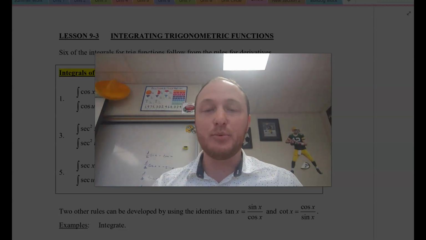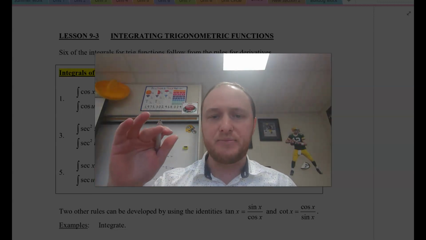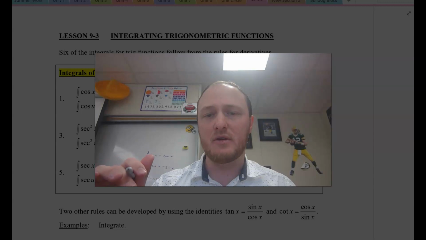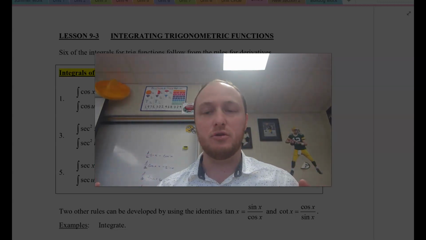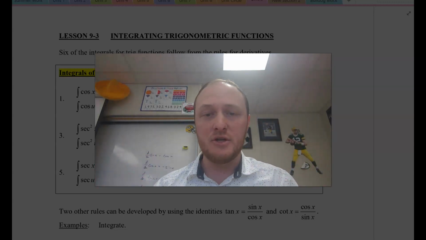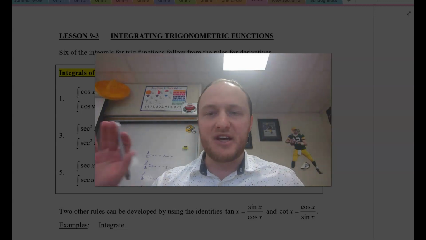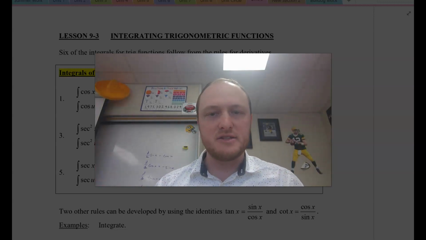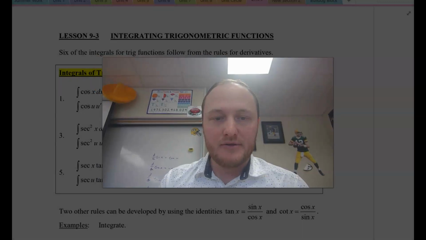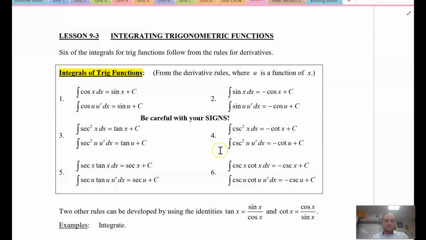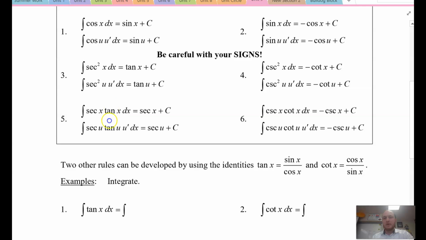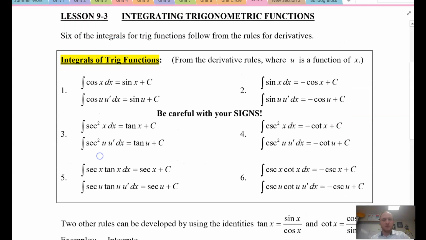Okay, so I'm going to split this lesson into two videos. This video will specifically focus on some foundational trig integration, and in the second video we'll look at calculating some area underneath the curve. All right, so here are the antiderivative rules based upon the derivative rules.